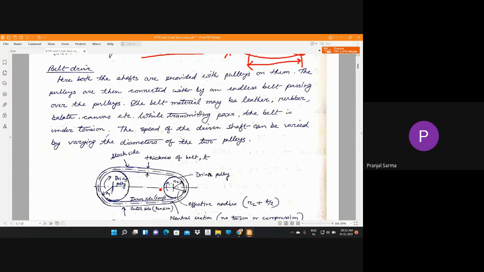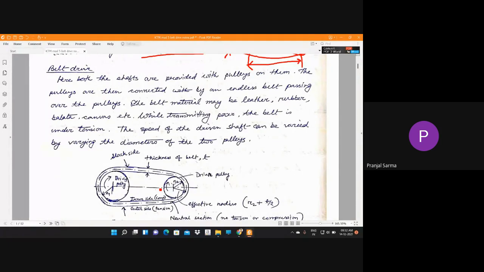Okay. Now, whatever I have been saying so far, I'll discuss in detail. So the working of the belt drive. As you can see, there are two pulleys. One is the driving pulley, one is the driven pulley, and you can see their sizes. This one has radius R1. This one has radius R2.